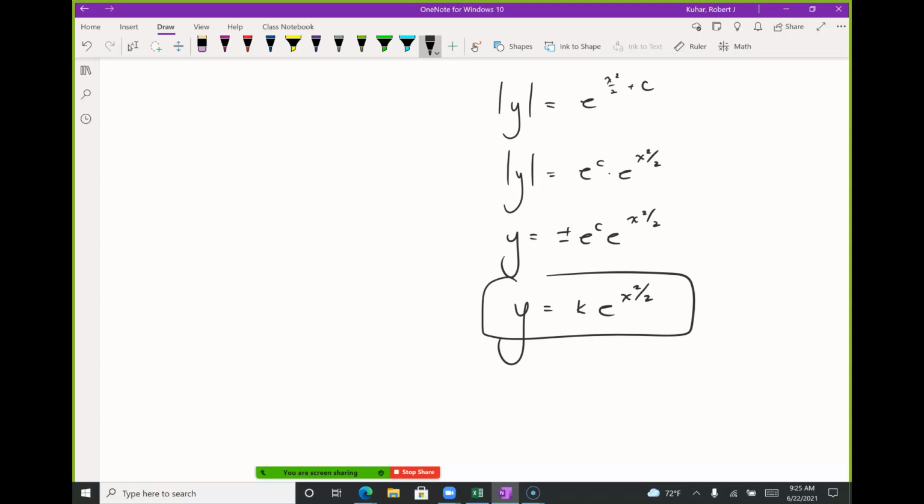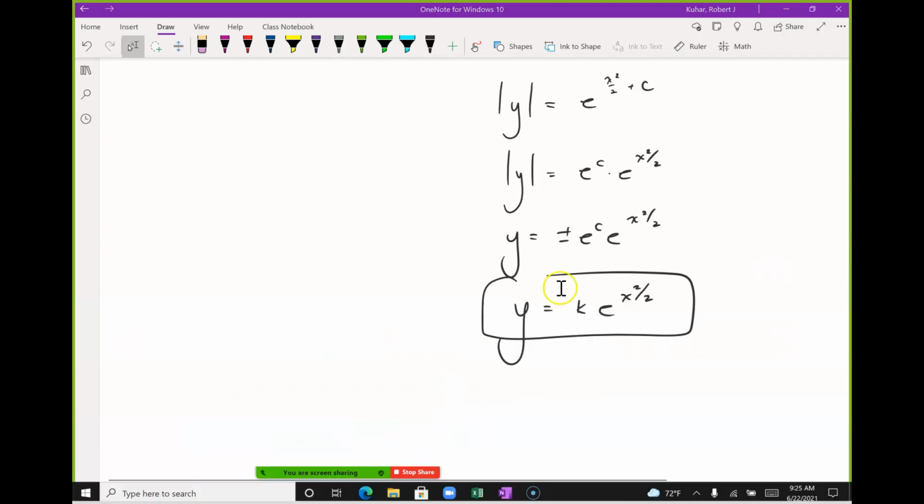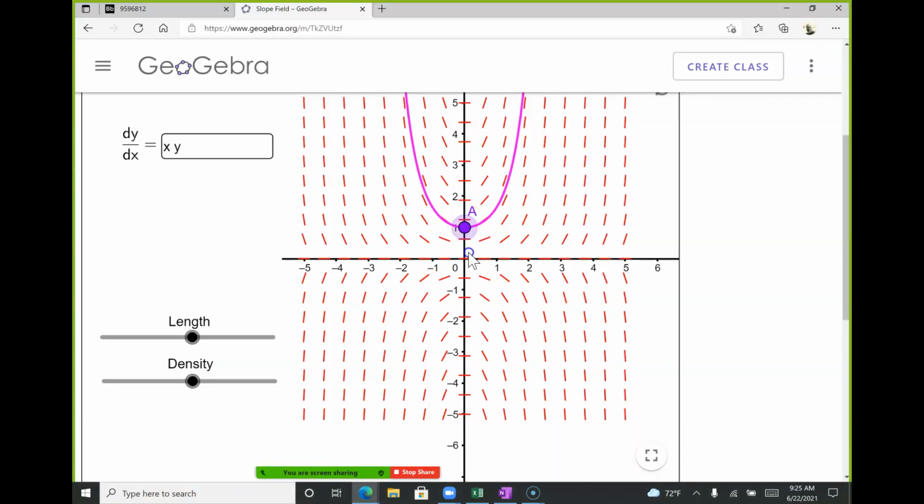No, not true. Could be 0, right? Because x times y equals 0 could certainly be, but the solution is 0, right? If I have an initial value of 0, 0, you can see it just hits my horizontal line at 0, right?